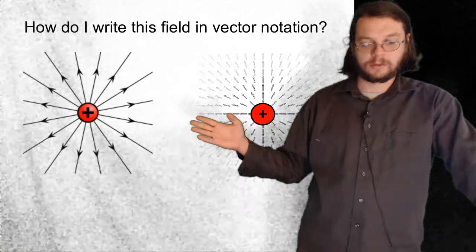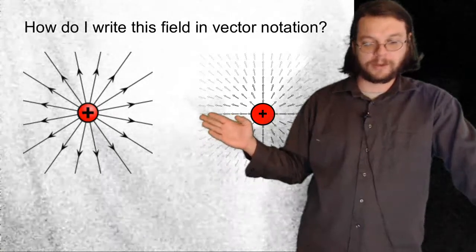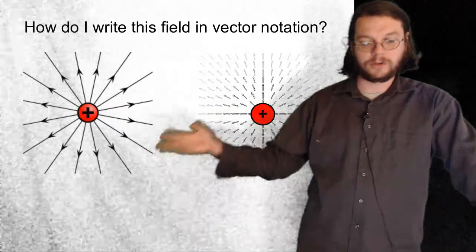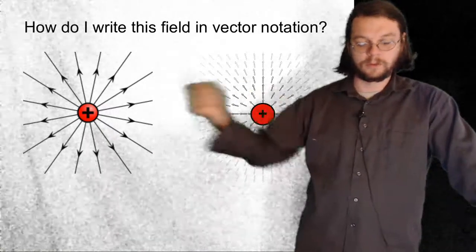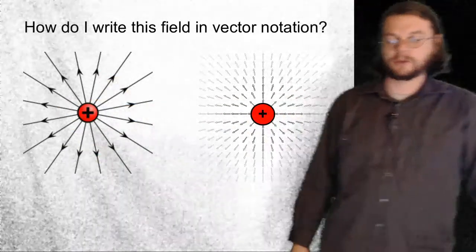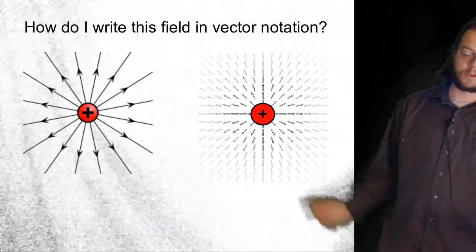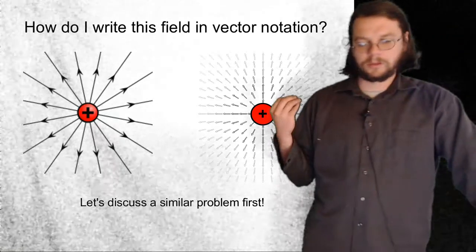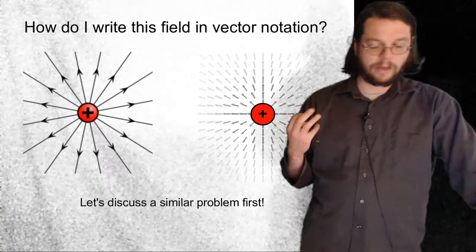How do you write this? This seems much more complicated than what we just did. So how do we actually write down an equation for the electric field around this positive charge here? Or, I could draw it like this.